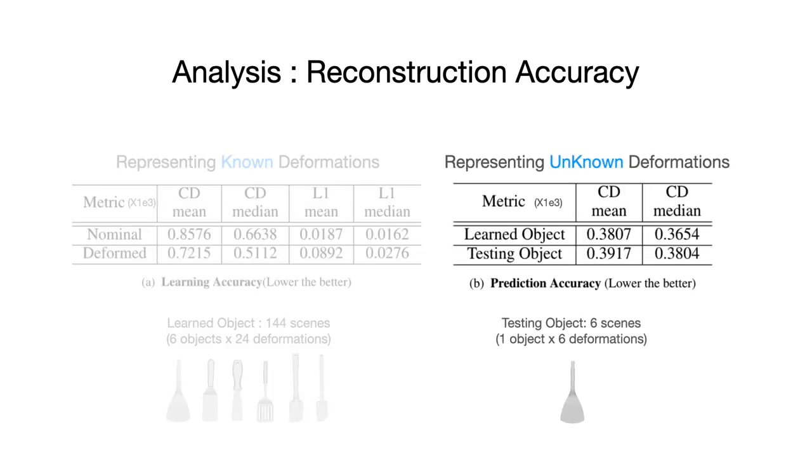The table on the right shows that the average reconstruction accuracy on the unknown contact formations is within 1 to 2% of the known object, suggesting that VIRDO effectively generalizes to novel contact formations.